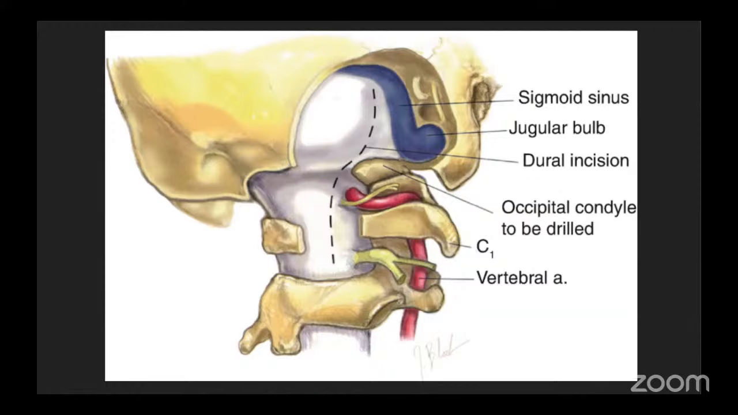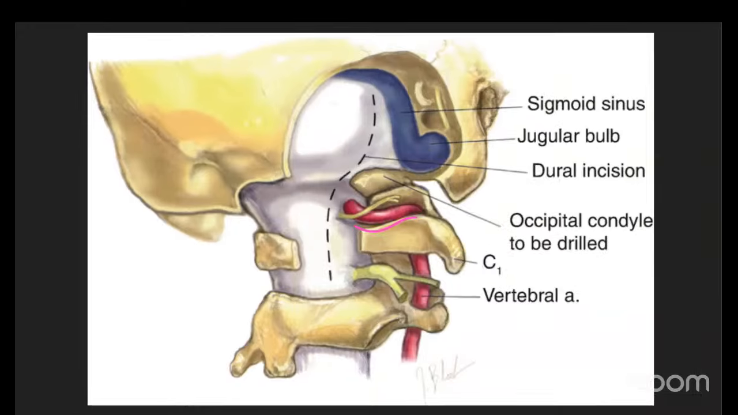What do you think is happening to the vertebral artery? Is it mobilized here or is it in its normal position? It's in its normal position, that's right. So it hasn't been mobilized here. Usually, when we are doing a far lateral transcondylar approach, we need to mobilize it. How do we mobilize it? We are going to come to that part later on as well.